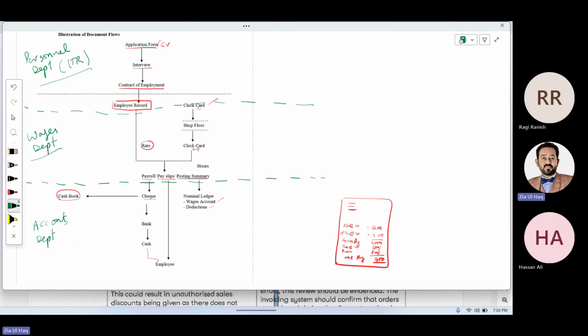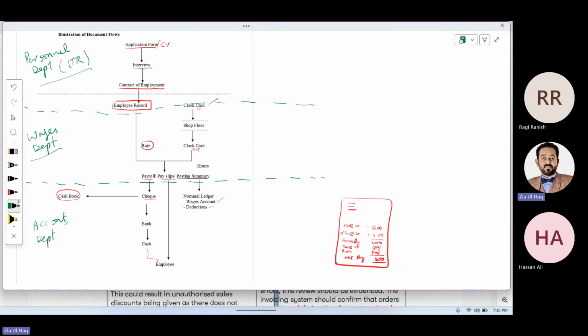Why? If there is one department, there are chances they will create fictitious employees and record their hours by themselves, so that payment is moved into their bank account. So to avoid creation of fictitious employees, there should be segregation of duty between employee record maintenance and wage preparation.